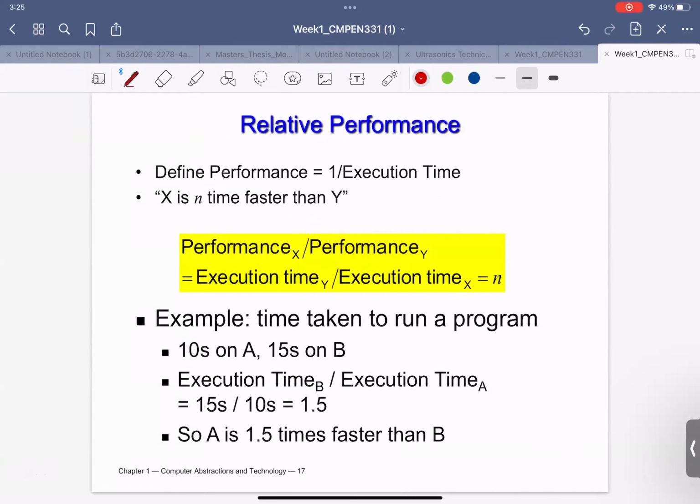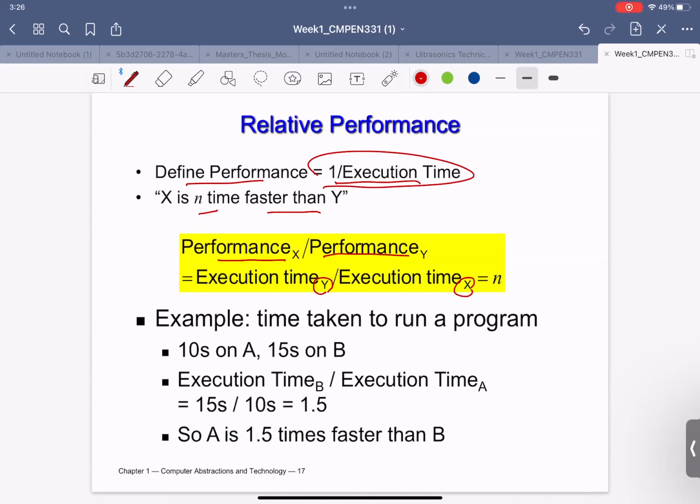Suppose that we need to calculate the performance with this easy concept, meaning we will define the performance as just 1 over the execution time. As simple as that. So if you have system X that is n times faster than system Y, basically the performance of X divided by the performance of Y will be equal to the execution time of Y divided by the execution time of X, since they are reciprocal to each other.